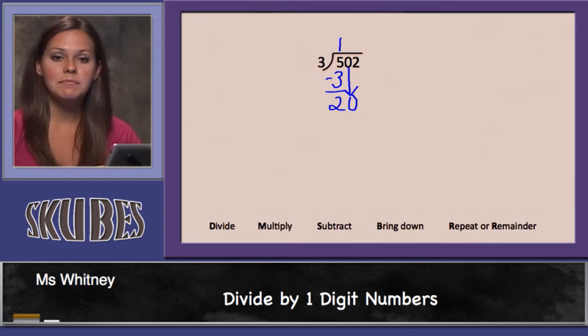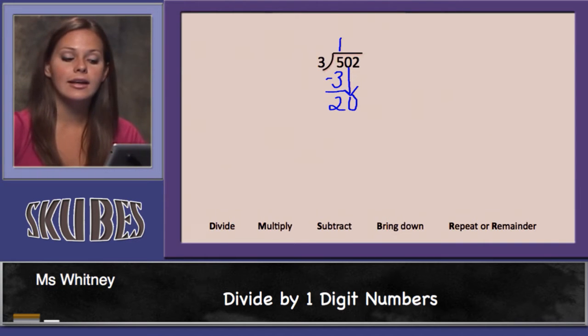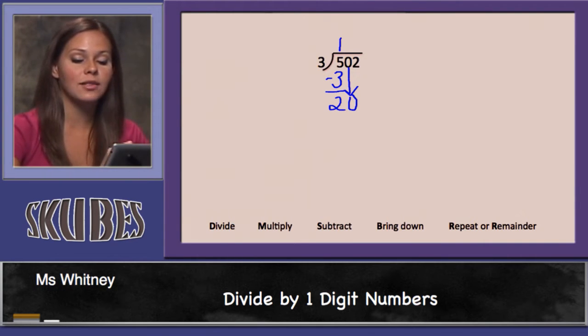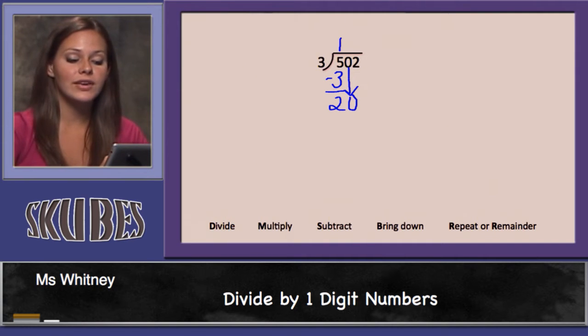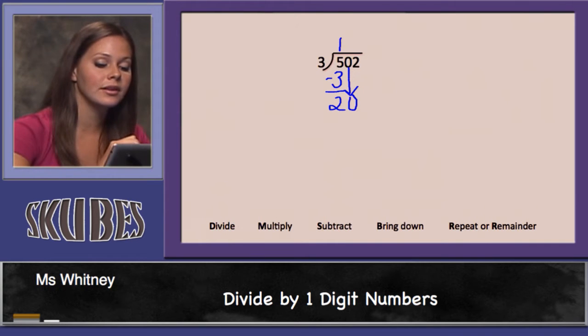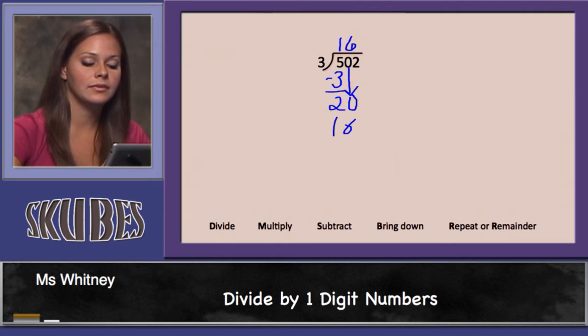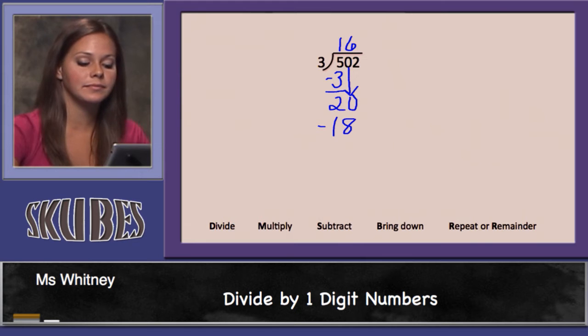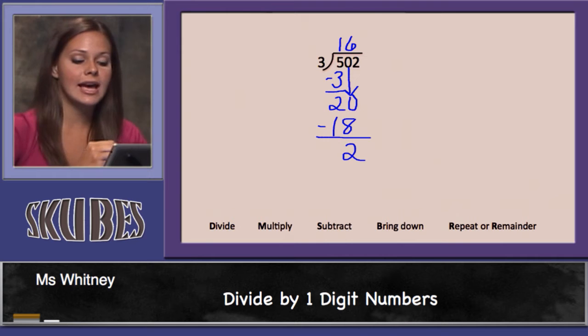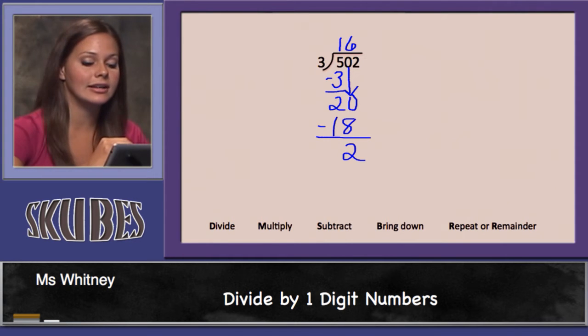Now I'm going to repeat. Back to the beginning, I start with divide. I ask myself, how many times can 3, my divisor, fit into 20? 3 goes into 20 6 times. 6 times 3 is 18. Next, I subtract. 20 take away 18. Next, I bring down. The next number in my dividend is 2.